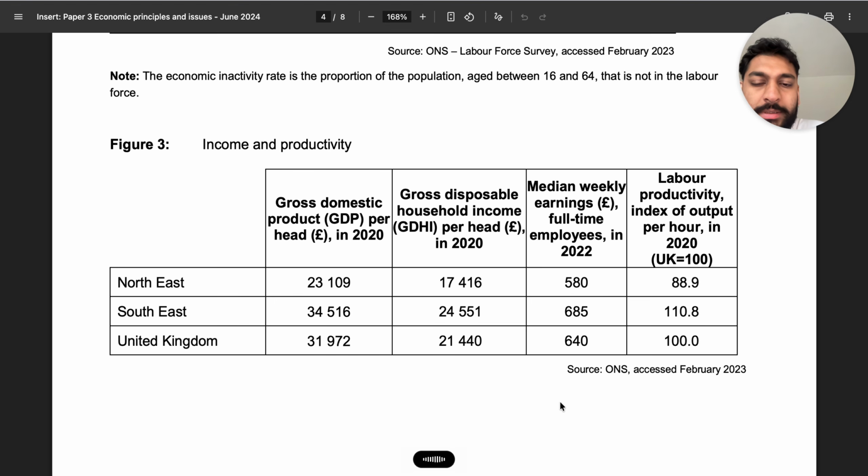This means that people are earning more money per person, which implies that they can afford more goods and services to satisfy their needs and wants. One limitation here is that it doesn't show cost of living in these different parts of the UK. The cost of living in the southeast might be higher, therefore GDP per head alone doesn't necessarily show that living in the southeast is definitely better than living in the northeast.